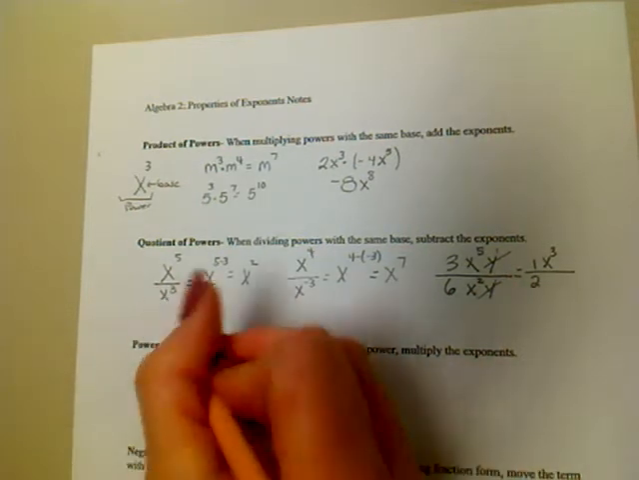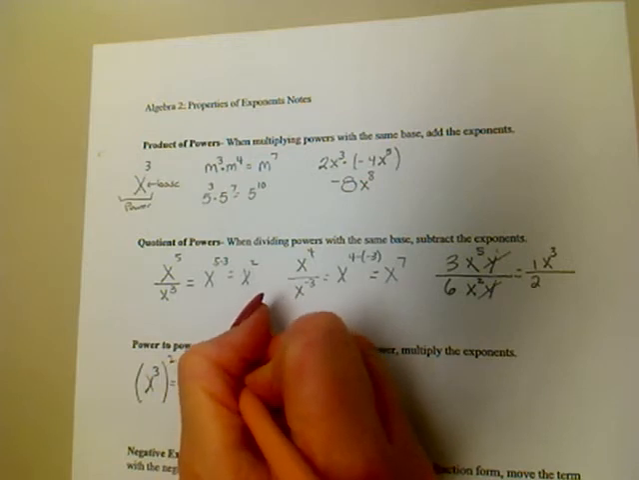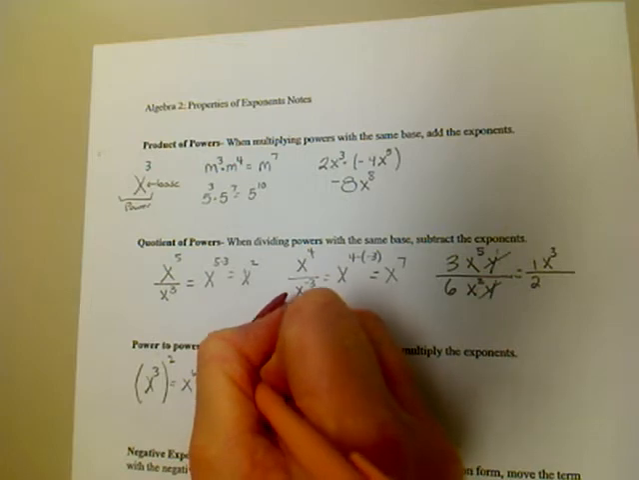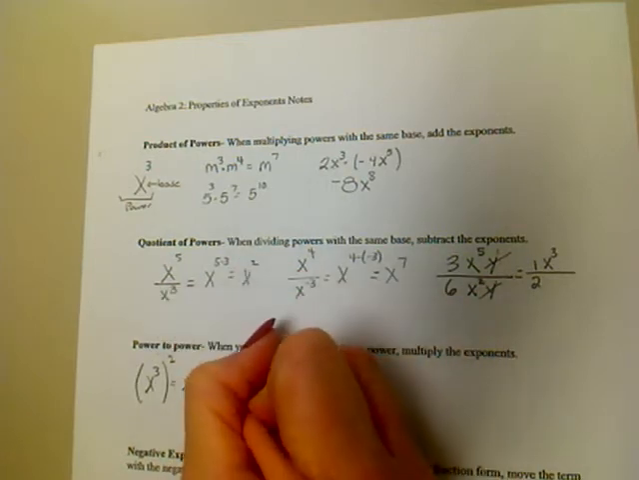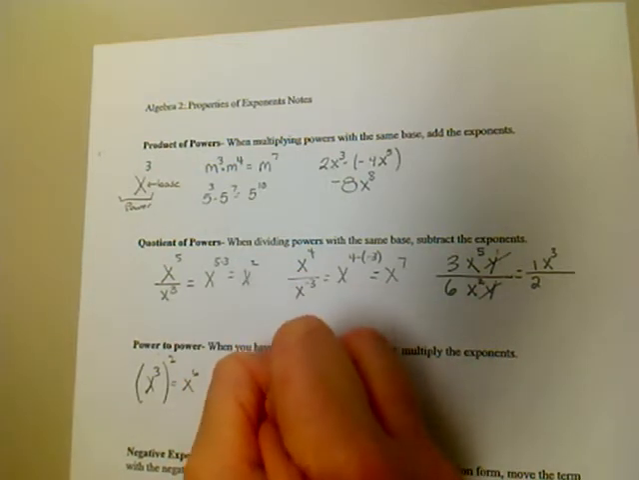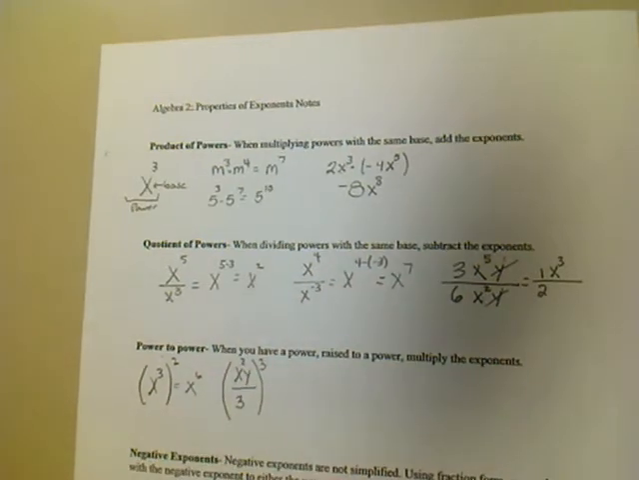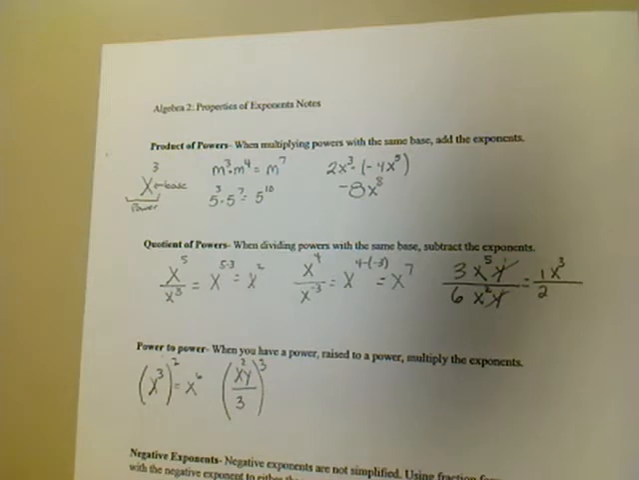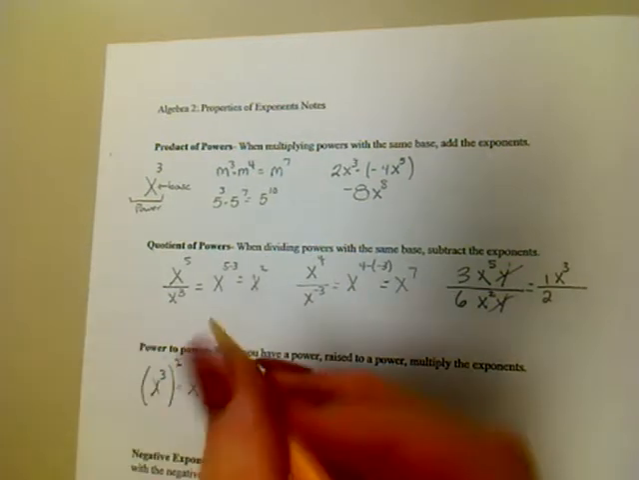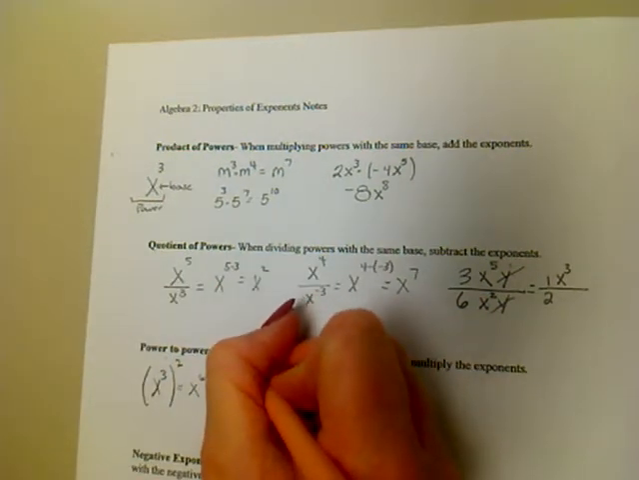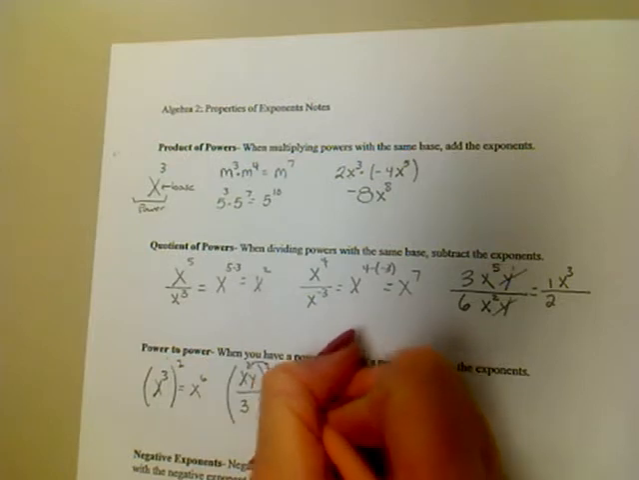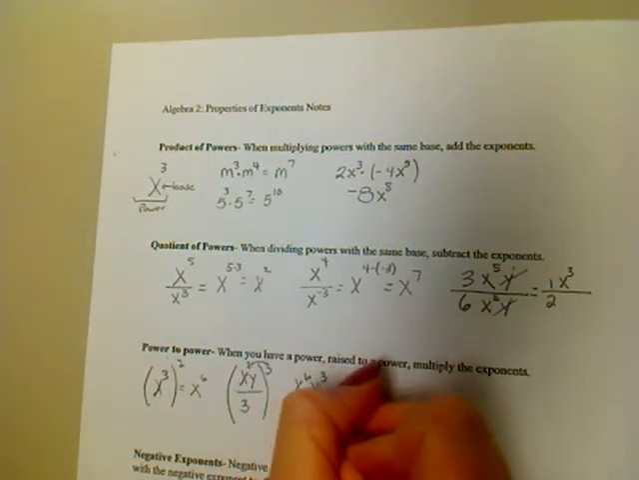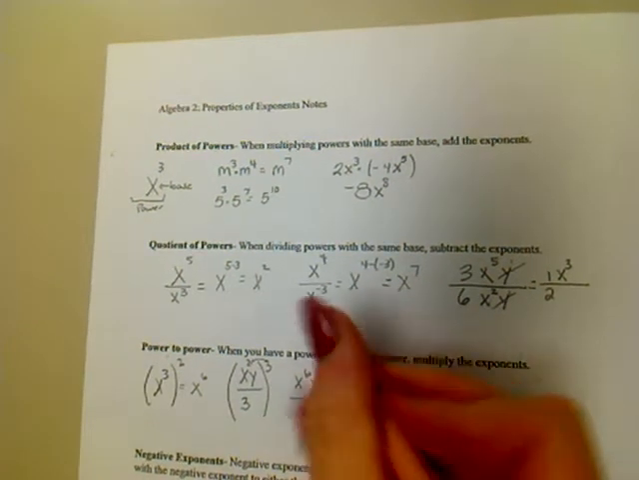This also works for division. If you have a division problem that's raised to a power, do it this way, and I'm going to raise this to the third power. That 3 on the outside goes to everything on the inside as an exponent. So this is going to be x to the sixth, y to the third, and then 3 to the third. Then you would simplify that 3 to the third.